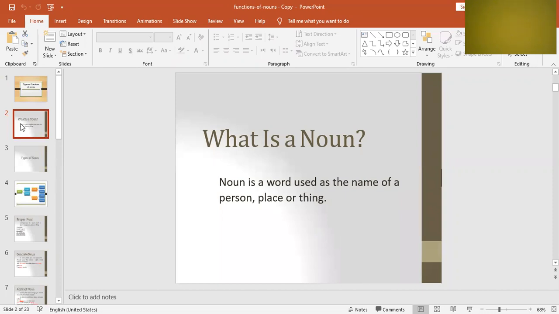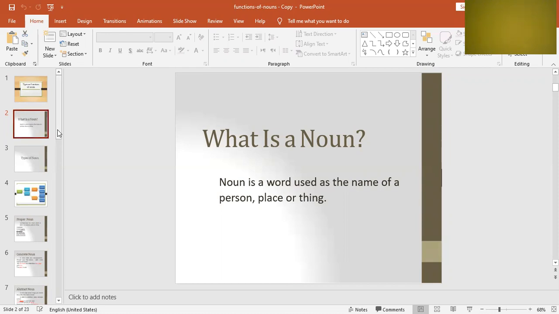Now, word classes are nouns, verbs, adjectives, adverbs, pronouns, prepositions, articles, conjunctions, and interjections. These are the parts of speech, or word classes. And today we will study the nouns, which is the first part of speech, the first word class.